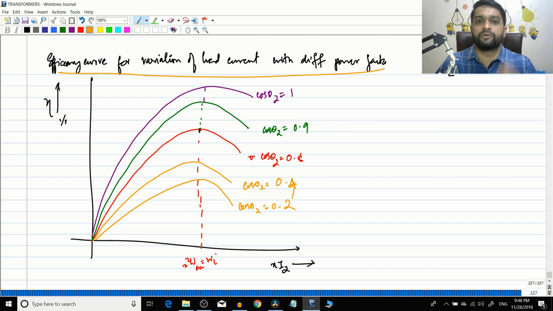So basically we have combined the two concepts in one graph. In this particular video, we have seen the variation of efficiency with respect to power factor. And I have told you for a particular load current, you will get maximum efficiency when your load is a resistive load. And when you are varying the load current, keeping power factor constant, you will get maximum efficiency when the copper loss is equal to the iron loss. So these are the two concepts that we have covered. With this, the efficiency of the transformer concept is getting over. Theoretical concepts are getting over.